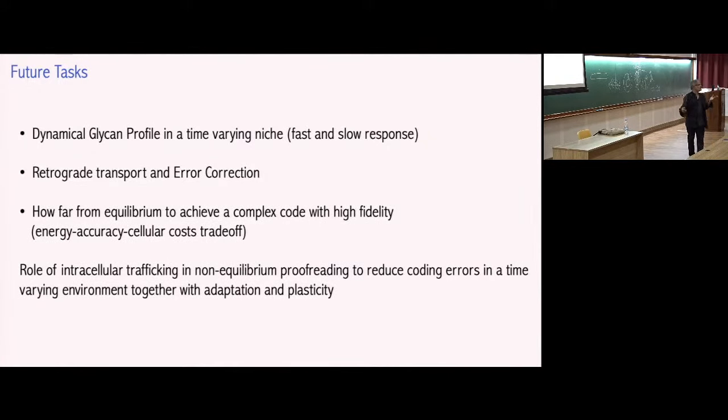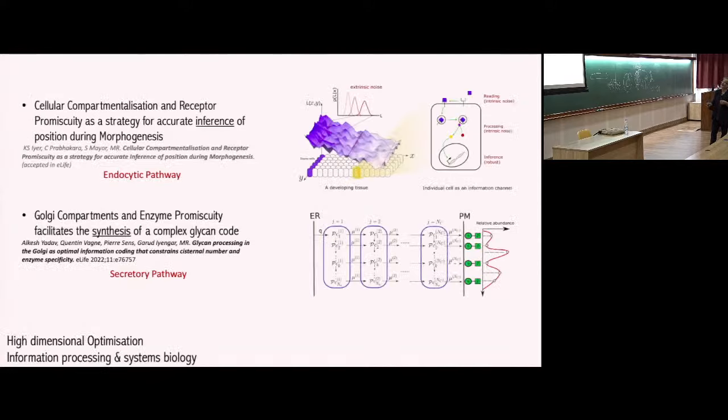One could ask this question, which is related to the kind of question that Amitabh had. Namely, how far from equilibrium do you need to drive the system to achieve a complex code with a high fidelity? This will involve energy, accuracy, cellular cost trade-offs. And finally, it will be interesting to see what is the role of intracellular trafficking in non-equilibrium proofreading to reduce coding errors in a time-varying environment. Okay? And so with that, I just flash these two references that you might like to read.